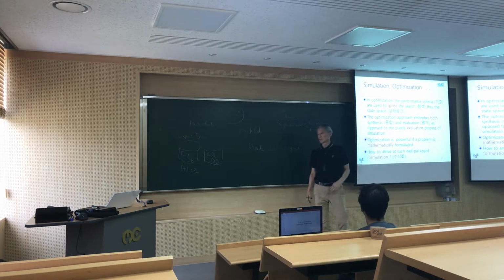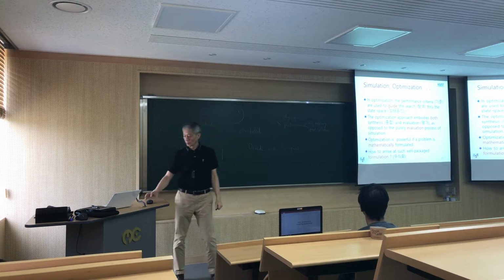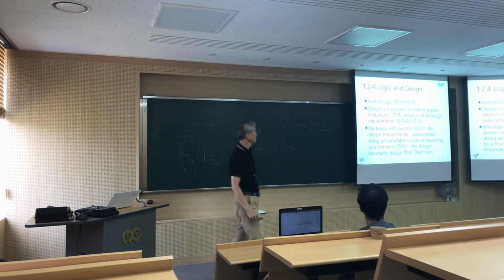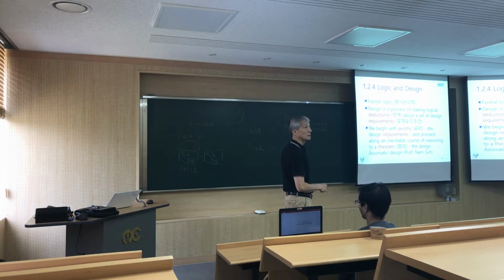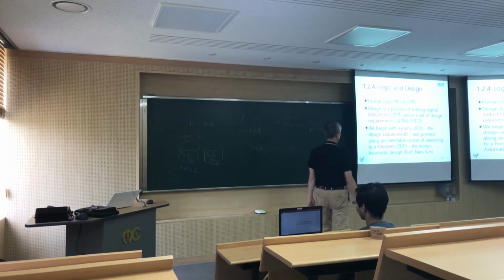Right? There is one weak point of optimization. Logic and design. There is a formal logic, and design is a process of making logical deduction. Already we talked about this one. And a set of design requirements. We begin with the axiom and design requirements. That is similar to design requirements and the process in the inevitable course of a theorem. And so there is a person who arrived at, we call this axiomatic design theory. Axiomatic design method, another design model called axiomatic design.